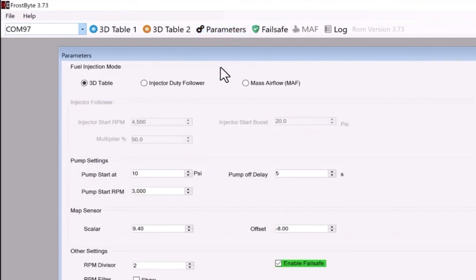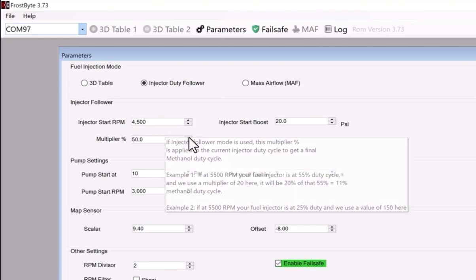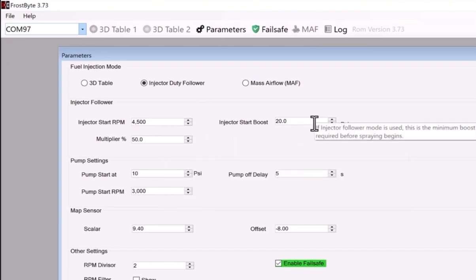If we select injector duty follower, you would have noticed that the grayed out area for this setting is now available. Essentially, the injector duty follower will increase or decrease meth injection rate according to the increase or decrease of your car's main fuel injector flow. More injector flow typically means more horsepower is produced and therefore more cooling is required. There is injector start RPM, multiplier percent, and injector start boost. These parameters determine what RPM to start the spray, what percentage or ratio of the main injector's spray it should mimic, and finally, the minimum boost required before any spray should begin.